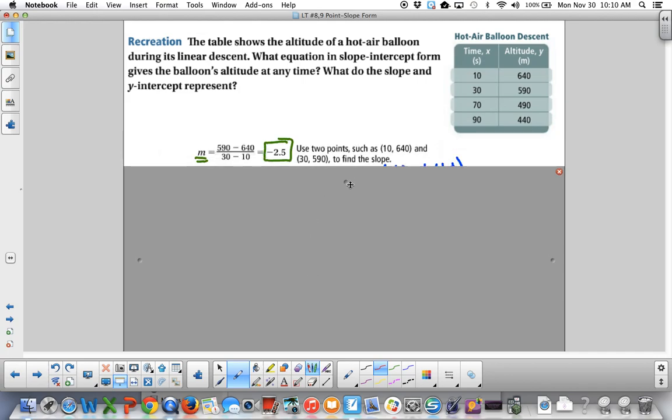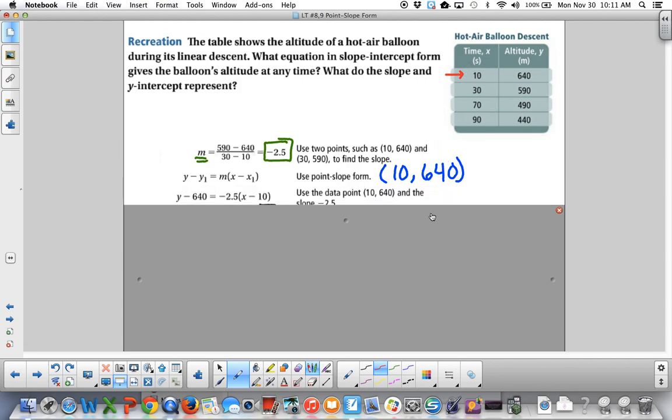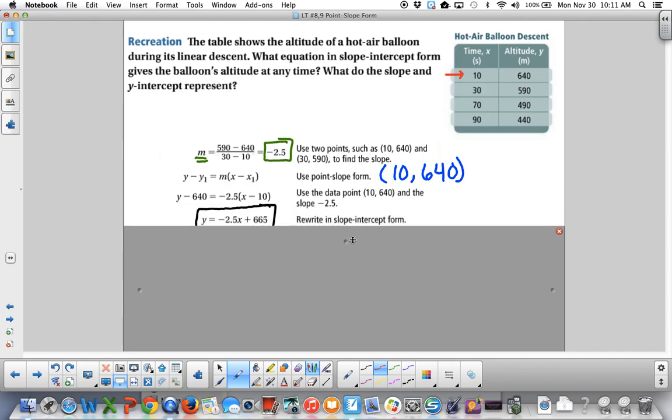All right, so we find the rate of change, the slope, and you should get negative 2.5. If you leave it as a fraction, that's fine as well. And then you choose a point. I decided to choose the first one, (10, 640). And I'm going to plug that into my point-slope form. So it's y minus 640 equals negative 2.5 times x minus 10. I distribute in, simplify, solve, and I get my slope-intercept form: y equals negative 2.5x plus 665.